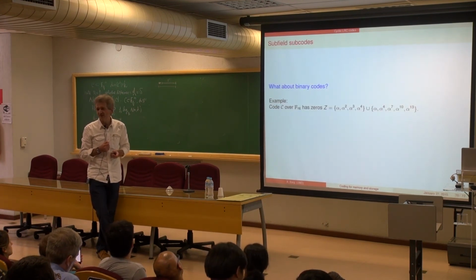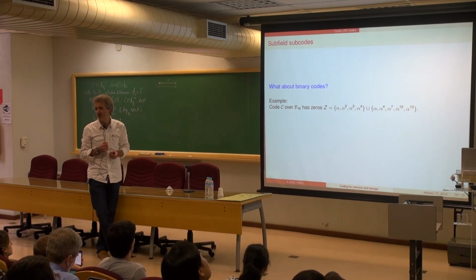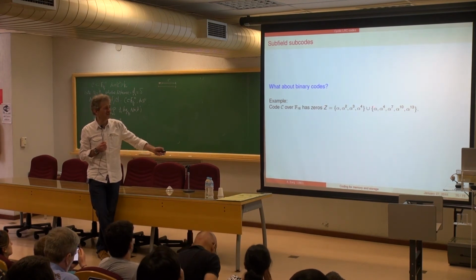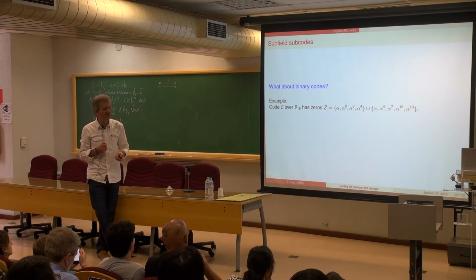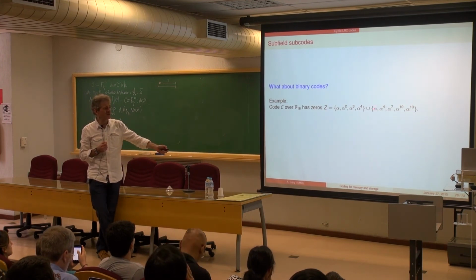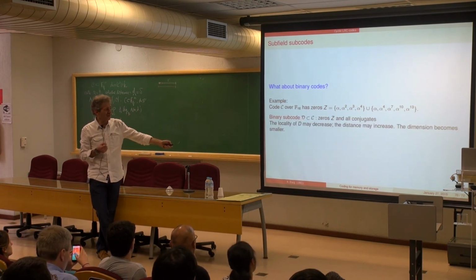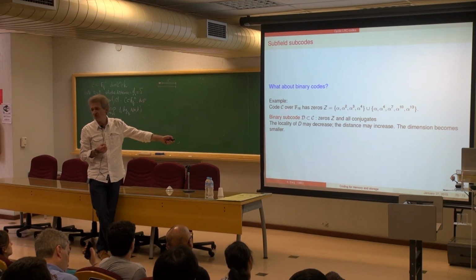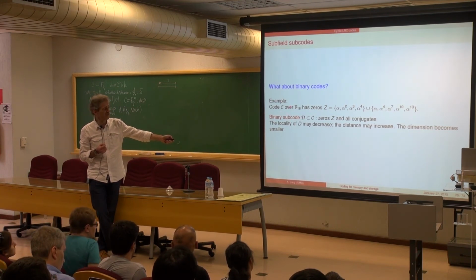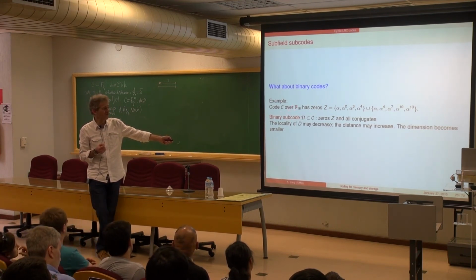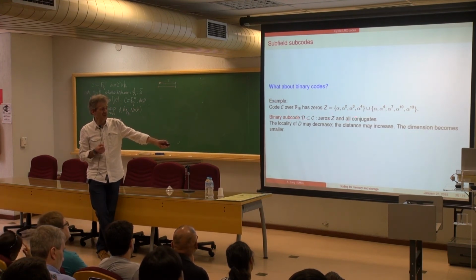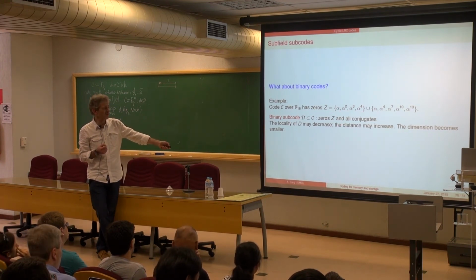So let us say we have one of those RS type codes with zeros alpha to alpha 4, alpha to alpha 13. So this is the distance part, this is the locality part. So let us take a binary code, the set of all code words whose coordinates are restricted to the binary field. A linear subcode, call it D. So D has all the zeros in Z and all the conjugates. So we can square it, and it is still a zero of the code.